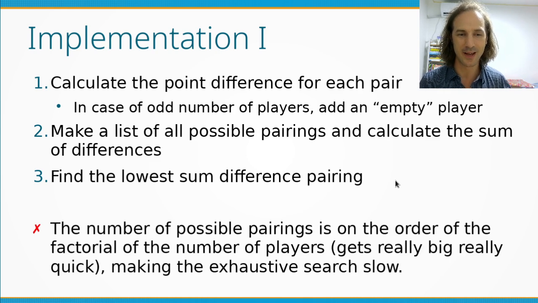The problem is that the number of possible pairings is on the order of the factorial of the number of players. So it gets really big really quick, and our computers are very fast but are not infinitely fast. So maybe if you have more than 16 or 20 players, you will have a problem trying to make an exhaustive search finding all possible pairings.